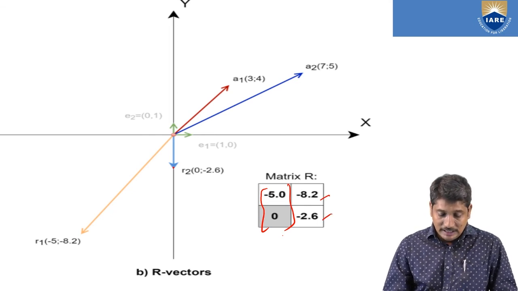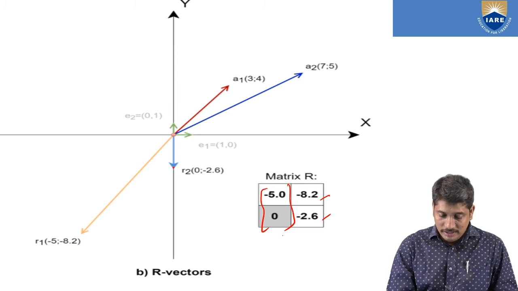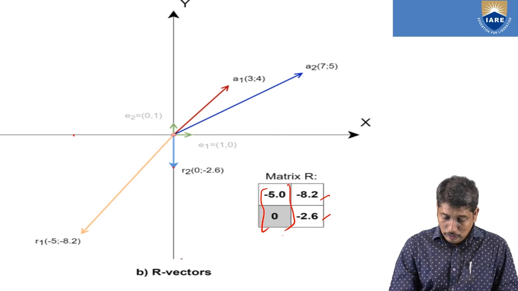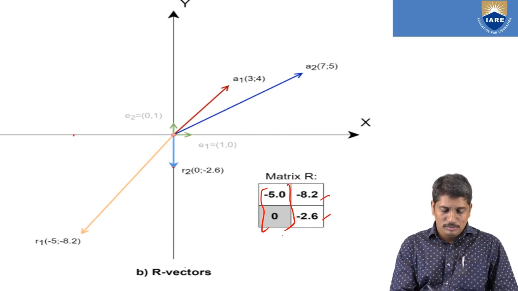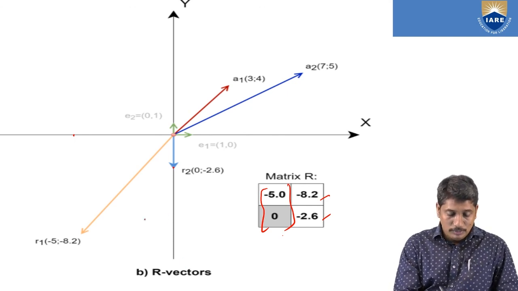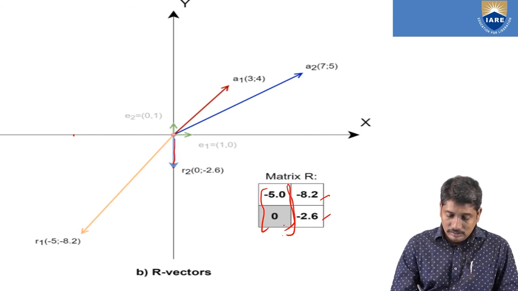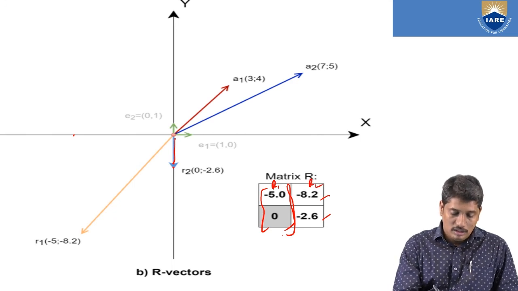Minus 8.2 will be here, and minus 2.6. Here some little mistake happened. So you can see that this is our R1 and this is our R2.